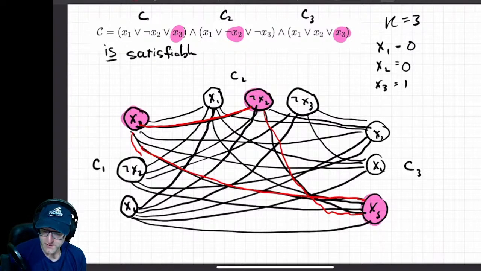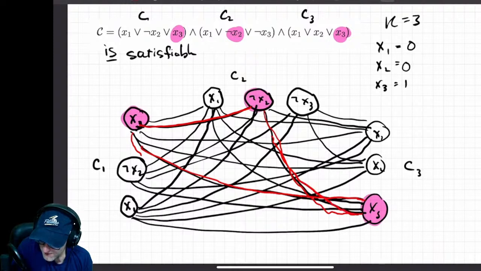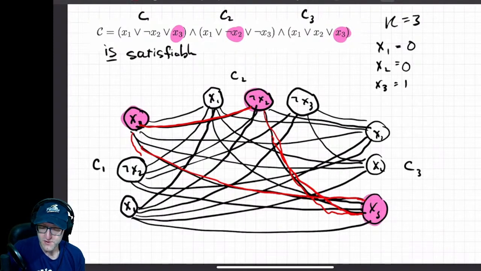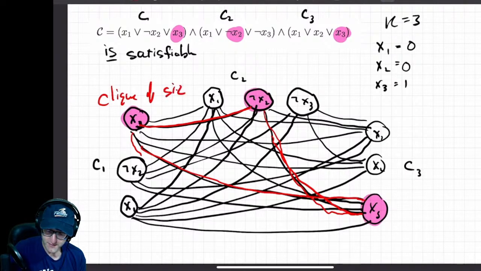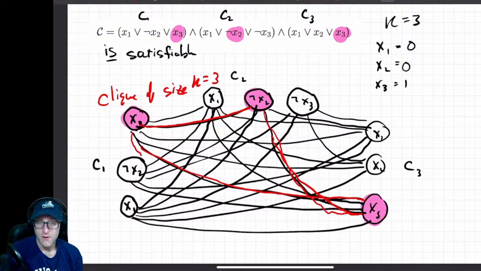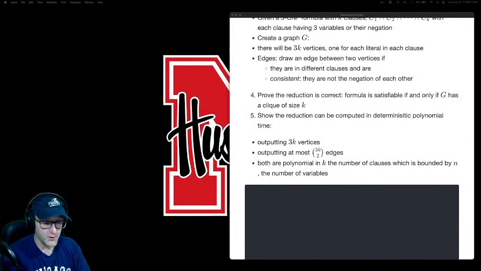Unfortunately, I didn't highlight those, but you can see it's handwritten. There we go. And that forms a clique. That's a clique of size k equals 3. So our mapping preserves solutions basically. Now, that's just one example, and that was me showing you what it looked like. If you want to do this more formally, of course, you would have to come up with a full proof.